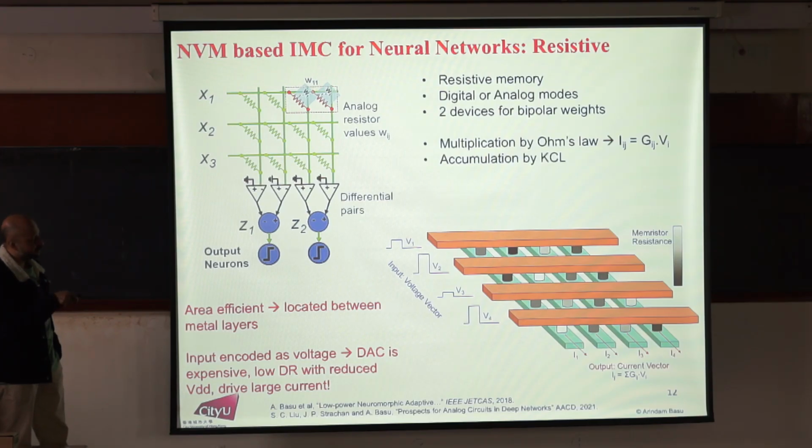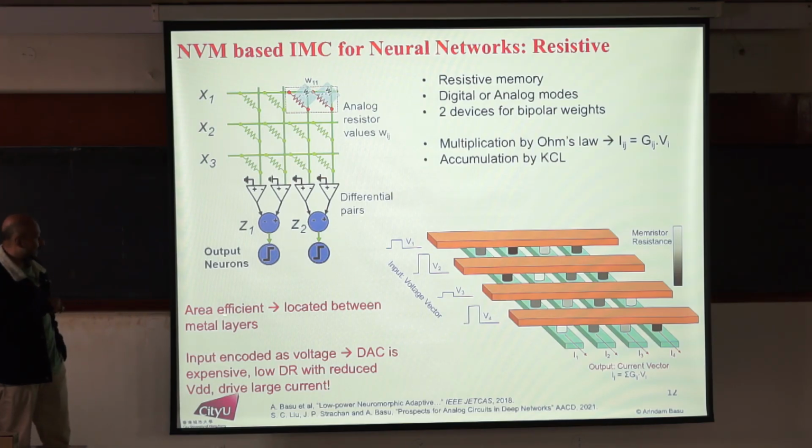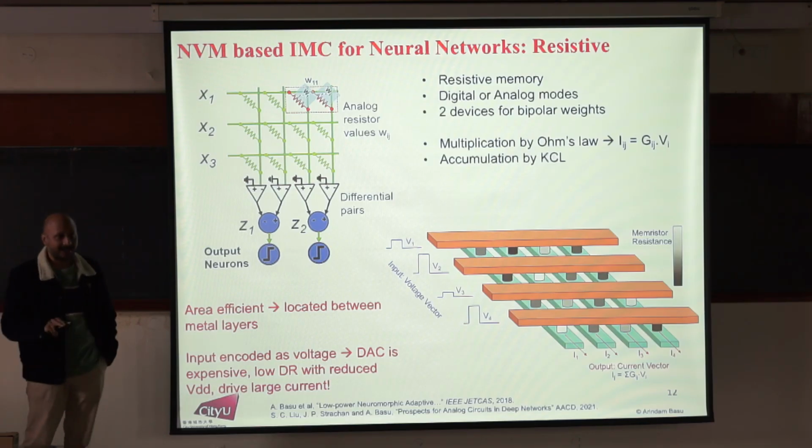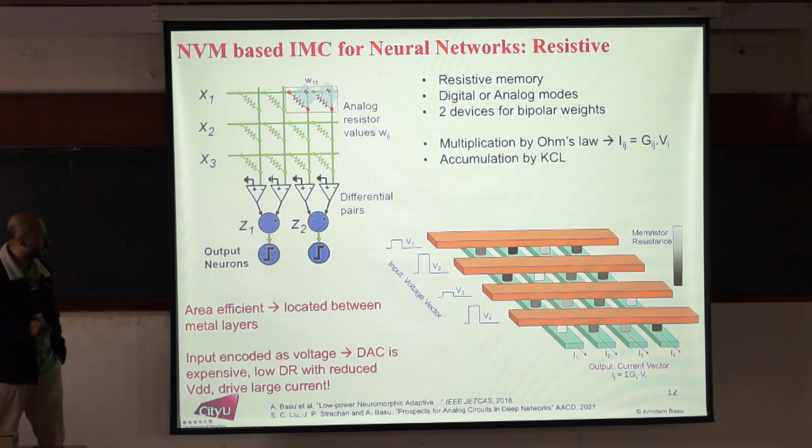The multiplication is by Ohm's law, accumulation is by Kirchhoff's current law. So, fundamental physics. One of the good things about these devices that a lot of people talk about is that they're very area efficient. If you look at this picture, this is one set of metal lines, this is another set of metal lines in the CMOS process. A lot of people actually fabricate the devices between these 2 metal lines. So in that sense, it's not even using active silicon area, it's on top of the silicon. That's a good thing.